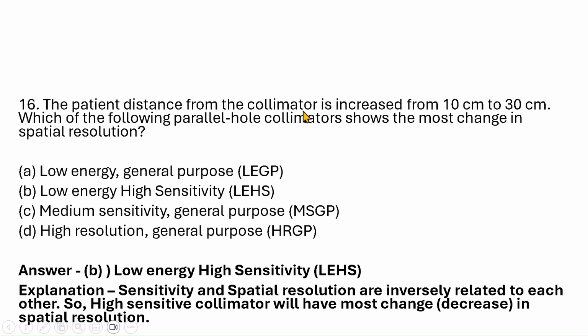If patient distance is increased from 10 centimeter to 30 centimeter, spatial resolution will be worse. The question was which of the following parallel hole collimators shows the most change in spatial resolution. The most change in spatial resolution will be shown by the collimator which has the highest sensitivity, because these two factors are reciprocal to each other. If you increase the sensitivity, spatial resolution will decrease. So most change will happen in this low energy high sensitivity collimator, because both are inversely related to each other, as I already explained.